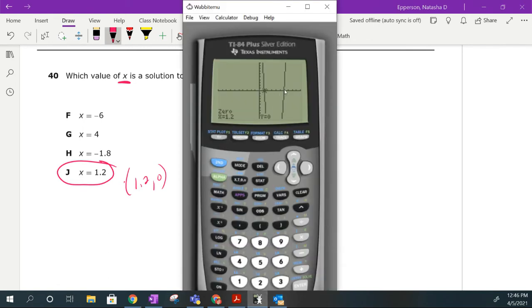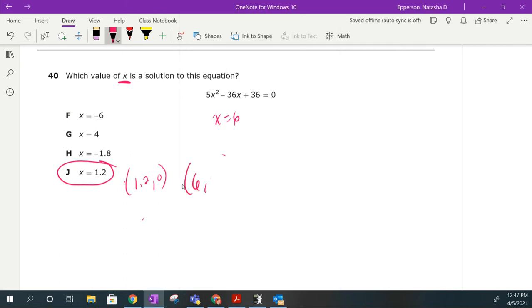Let's double check and make sure that they don't want the other one as well. So I'm going to go to second trace and go to the 0 of the graph. I'm going to go to the other side. Now I'm going to go here and hit enter. Then I'm going to go to the other side and hit enter. Enter one more time. And that gives me 6, 0. That's the other zero that we had.